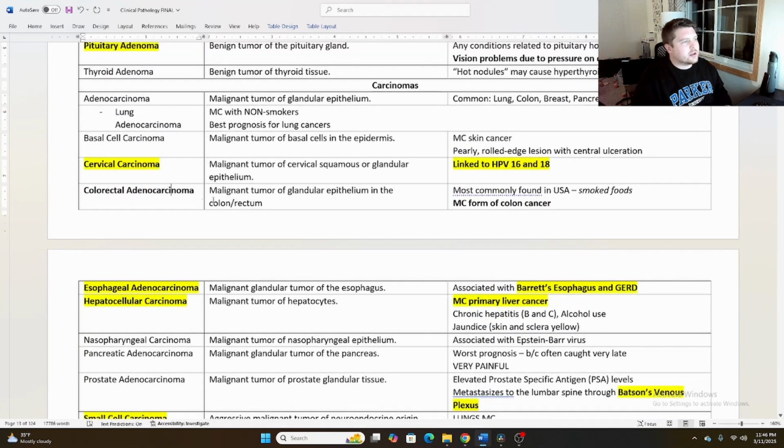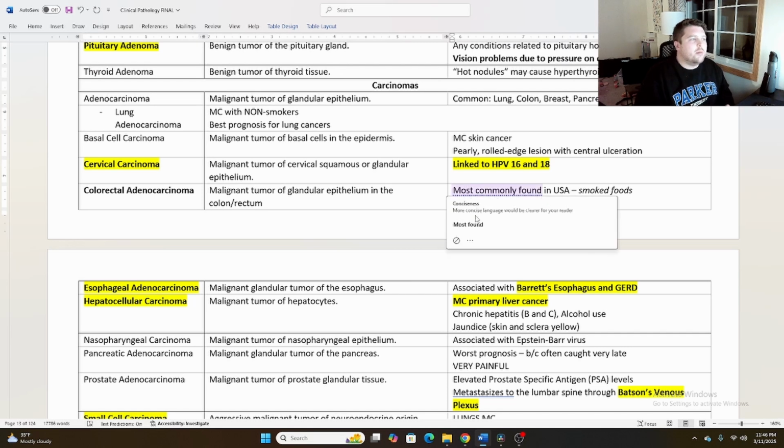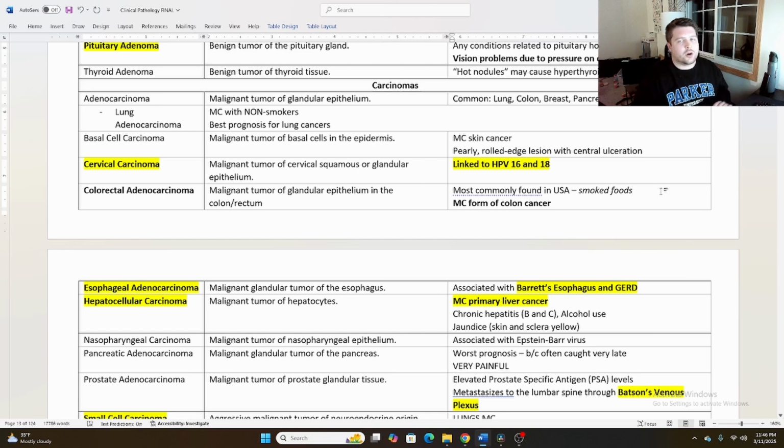Colorectal adenocarcinoma. This is the most common form of colon cancer, most commonly found in the US, as well as some parts of Japan, actually, wherever you have lots and lots of smoked foods. The smoked foods have a carcinogenic effect in the colon.